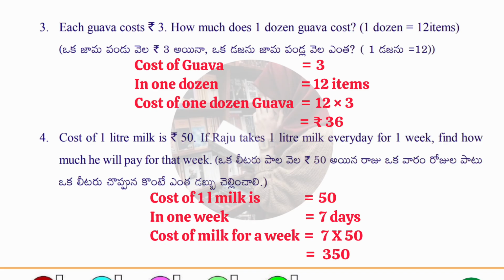Okay, do the multiplication. Keep the 0 aside. 7 5s are 35. Then write down 0. 350 is your answer. So Raju has to pay 350 rupees for the cost of 1 liter milk for a week. Got it, guys? Okay, let's move on to the last worksheet.